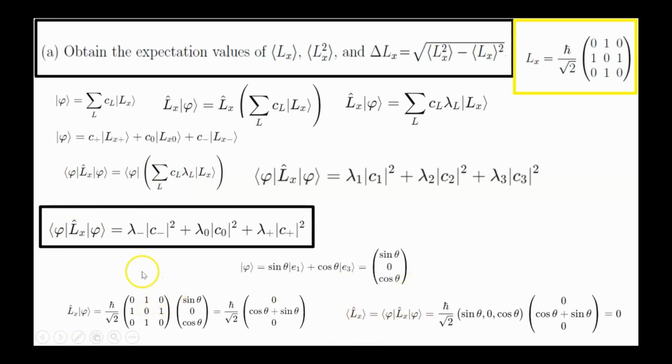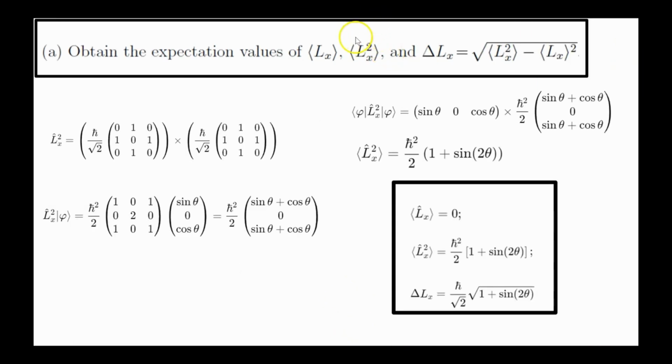So the first step is you take the matrix Lx and you act it onto phi, and that gives you this vector. Then you take bra phi, which is just taking the transpose conjugate, and this is a real vector. And then you take this row vector multiplied by this column vector, that's equal to 0, and that tells us that the average value of Lx is equal to 0.